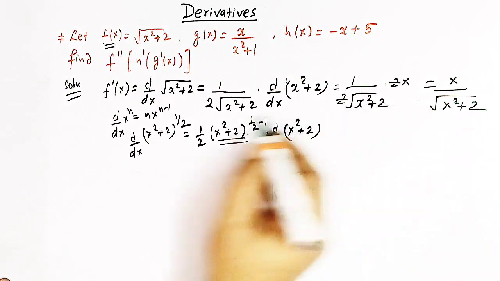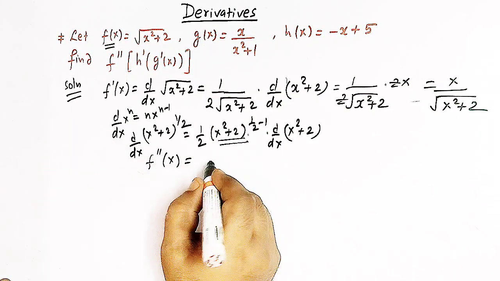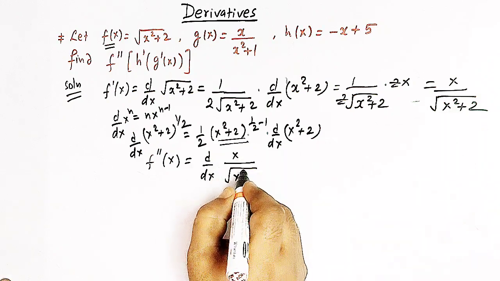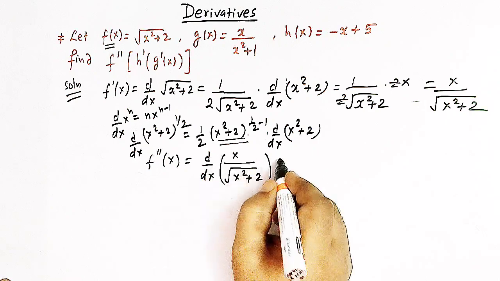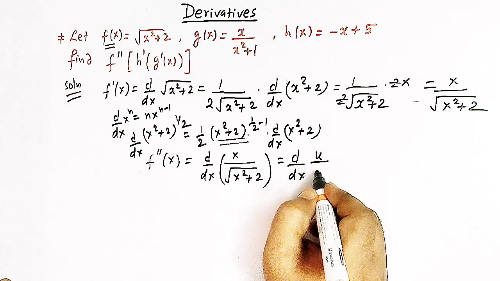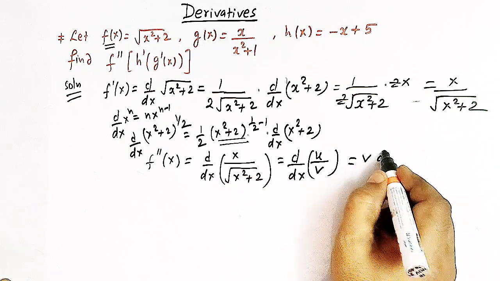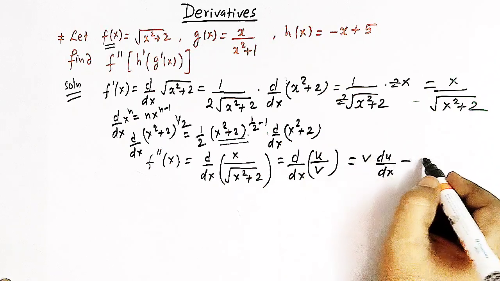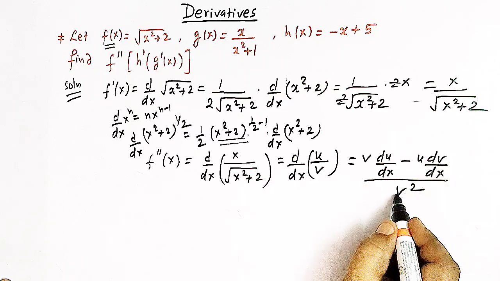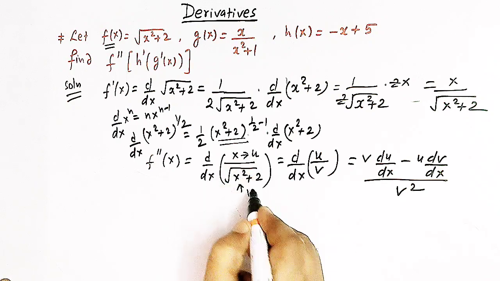So now let us find out the second derivative. So f double prime of x is given by d by dx of x over square root of x square plus 2, and here we'll make use of the quotient rule. If we have two functions, say u and v, and these two functions are functions of x, so we have v du over dx minus u dv over dx divided by square of v. So here this function can be taken as u, this function can be taken as v.